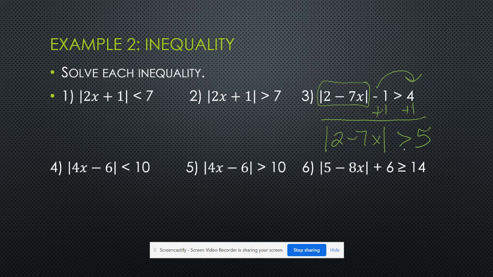The greater than is an OR problem. So we will have 2 minus 7x is less than -5. Remember, negative changes the sign. Or 2 minus 7x is greater than +5.